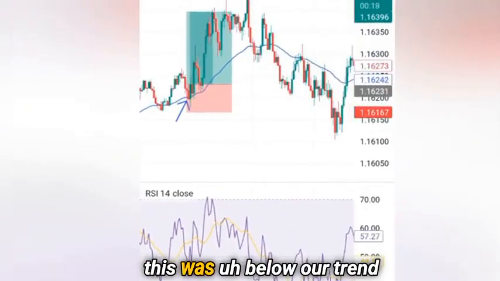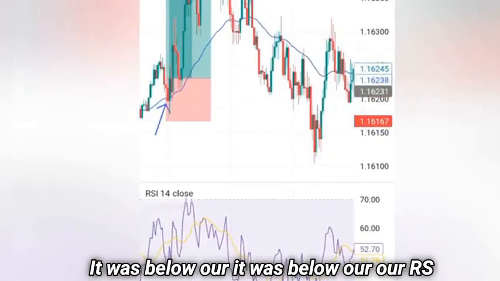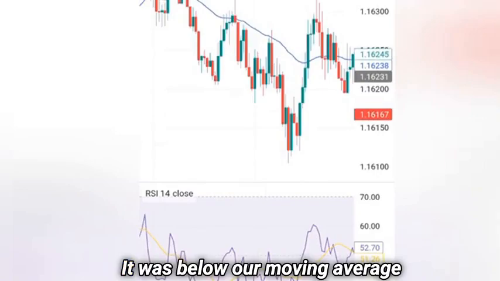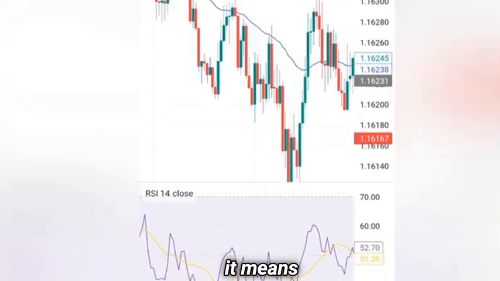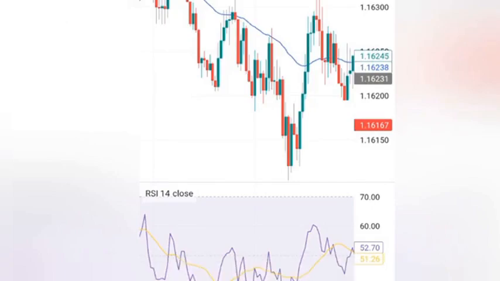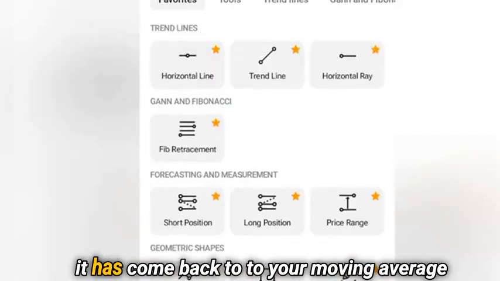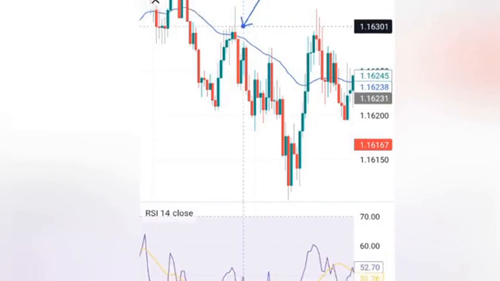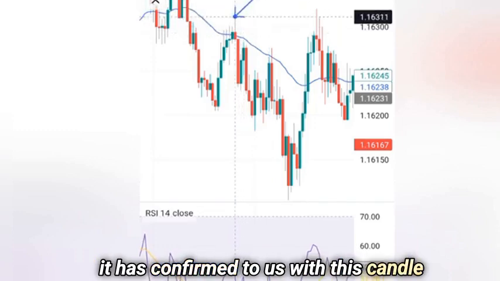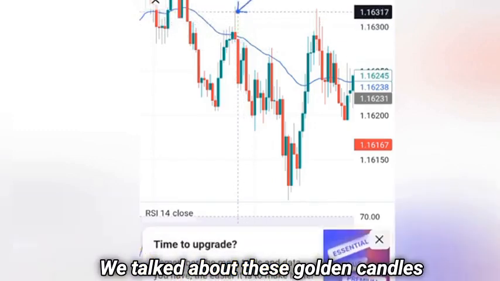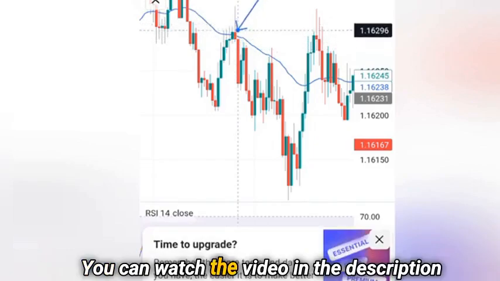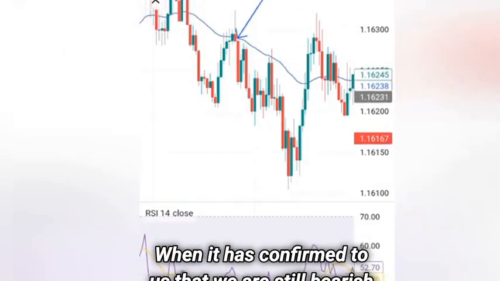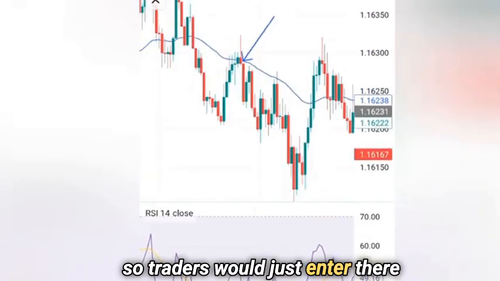So you can see here, this was below our trend. It was below our moving average. It means we wait for the small retracement. When you wait for your retracement, it has come back to your moving average. When it has come back, it has confirmed to us with this candle. We talked about these golden candles. You can watch the video in the description. When it has confirmed to us that we are still bearish, traders would just enter there.